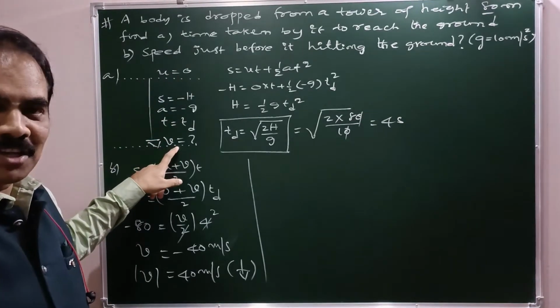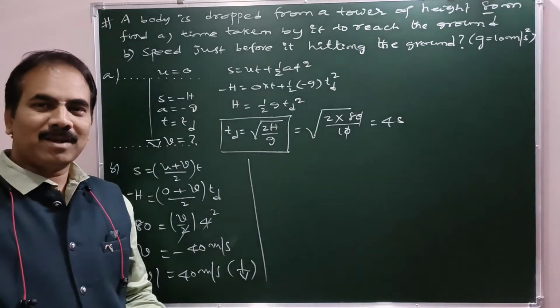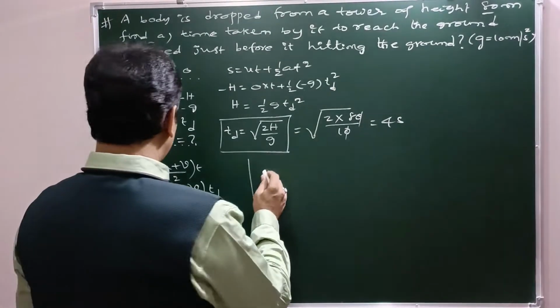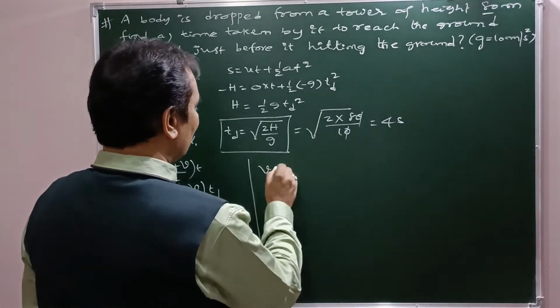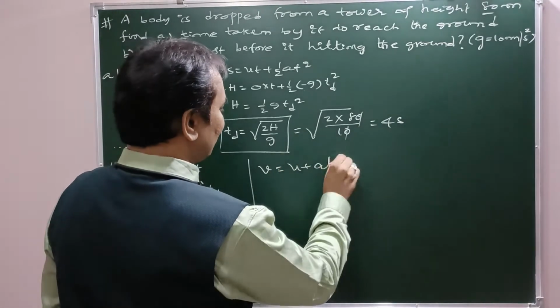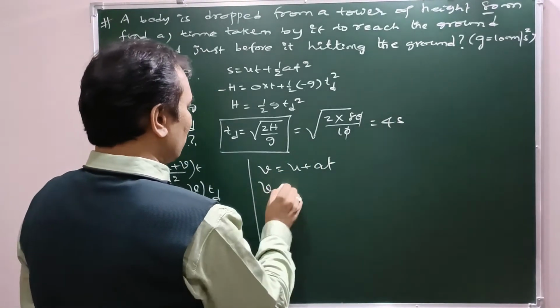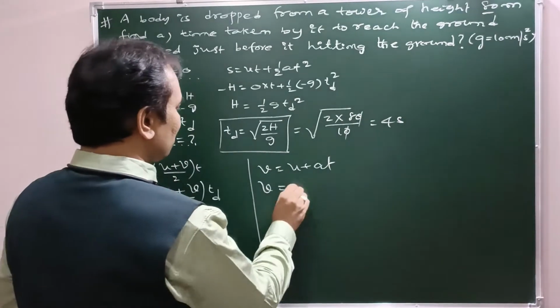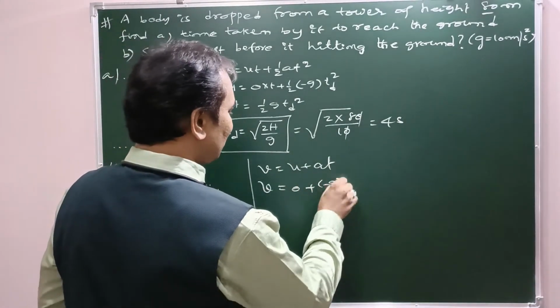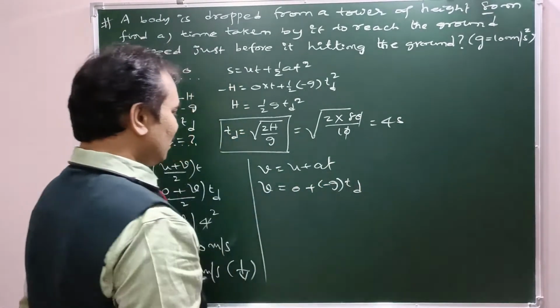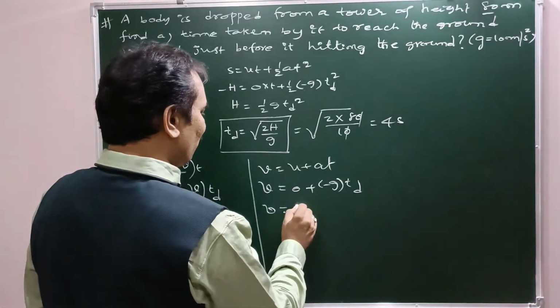We need to find final velocity. So take the formula V equal to U plus AT. This is the second method. V is unknown. U means initial velocity, 0. Plus A, which means minus g, times T, the time of descent. That is, final velocity equal to minus gT.